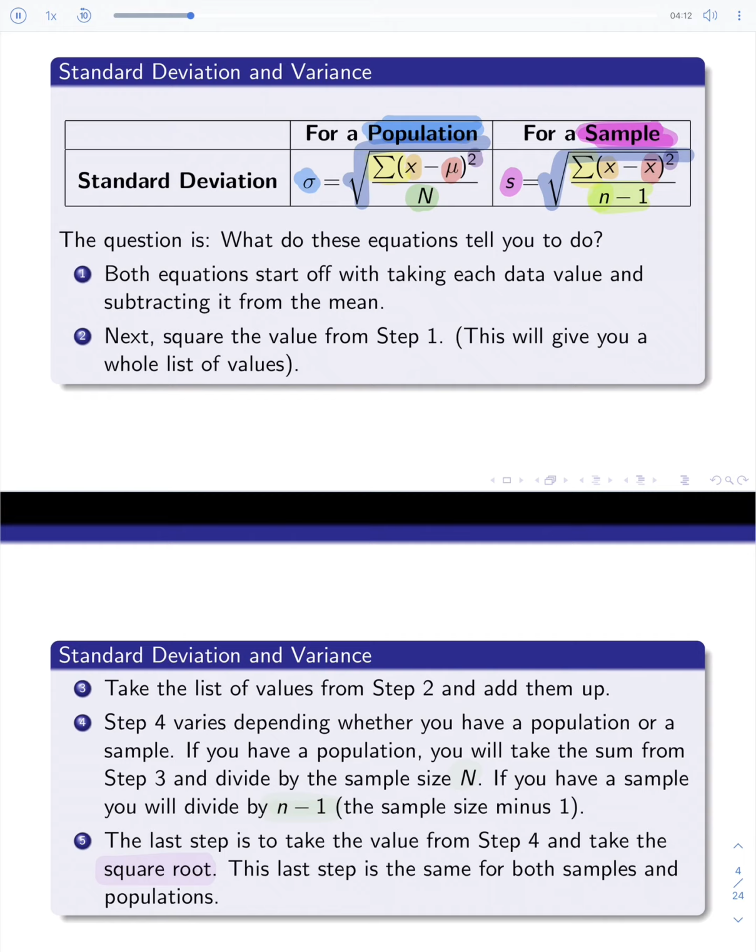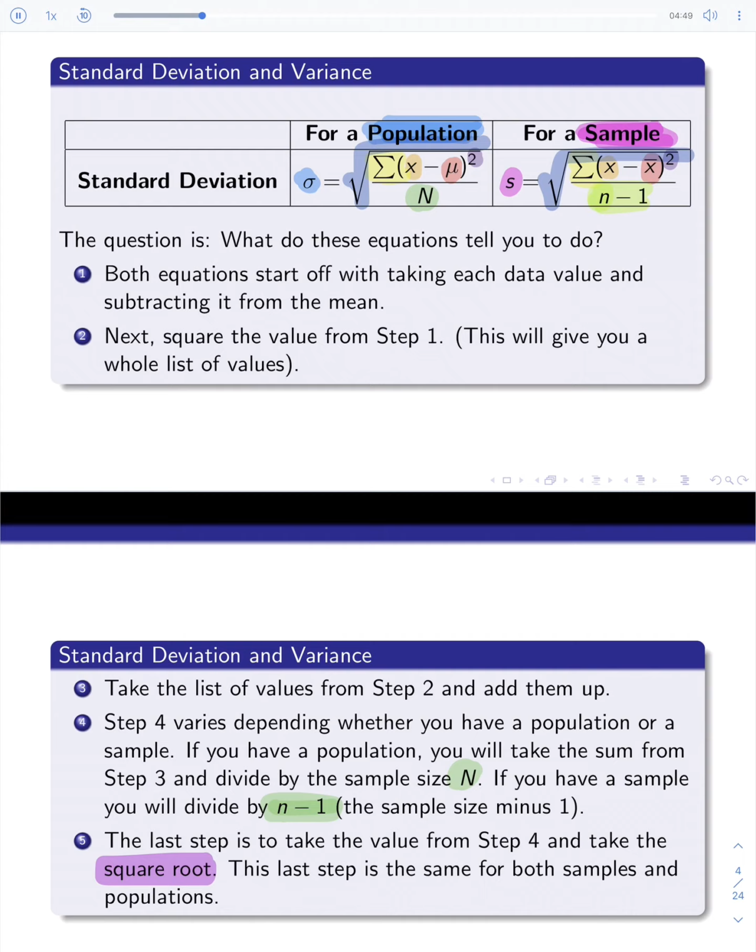Again, you'll take all your data values, subtract them from the mean. That's your first step. Then square them. That's your step 2. Then step 3 is take that whole list, add them up. That's what we're saying here in 3. And then in 4, we're going to take whatever your sum was and divide it by either n or n minus 1, and that is a big difference, so be careful that you know whether or not you've got a population or a sample. And then, like I said, the last step is to take the square root of everything.